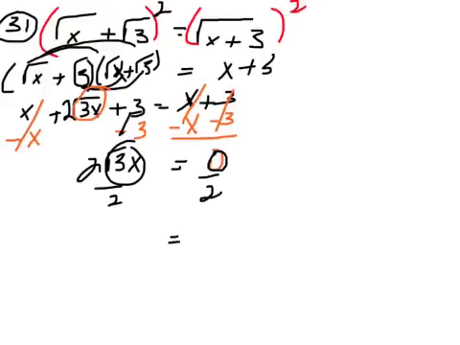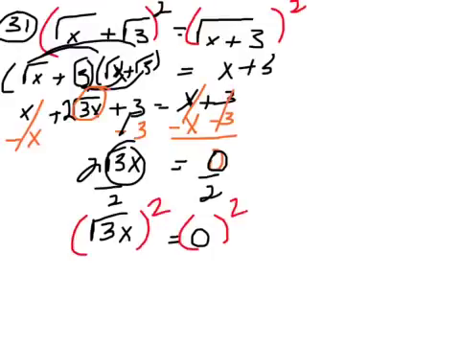Well, 0 divided by 2 is still 0. So I get the square root of 3x is 0. And then if I want to solve it, I've got the radical by itself. I'll just square both sides.